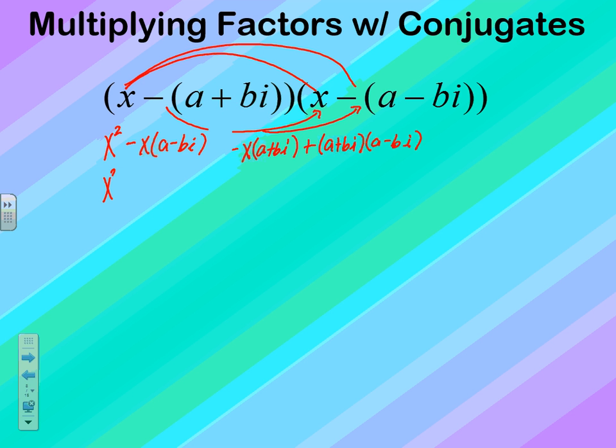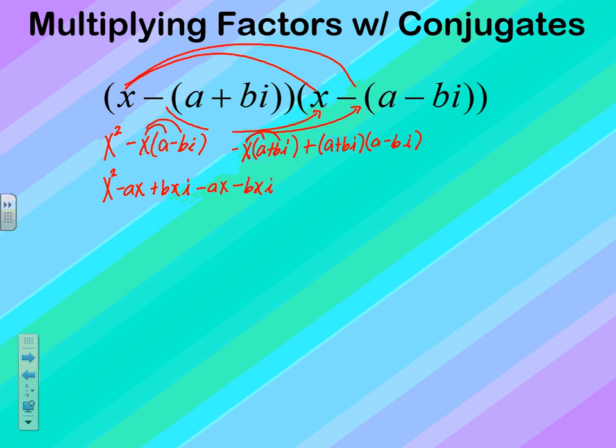So the x squared, there's nothing to do with it right now. The negative x here can be distributed into this parenthesis, which will give me negative ax and positive bxi. Here again, I can distribute the negative x and get negative ax and minus bxi. And then the conjugate pairs together we have to FOIL.